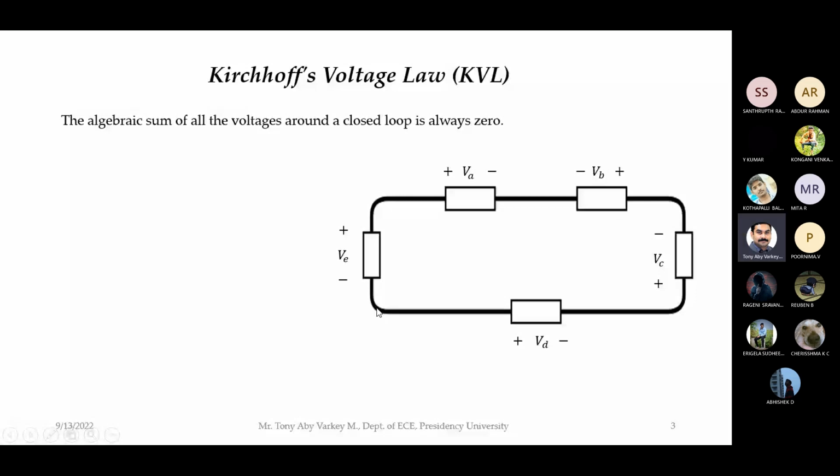You can go in any direction you want. Suppose I want to go in this direction, you can go. Or if you want to go in the other direction, you can go. So I'm going to go in the clockwise direction. First, what is the first voltage that comes when I travel like this? I'm starting from here. The first voltage that comes is minus VE. Is it clear? Starting from here, the first voltage that is coming is minus VE. Then I'm going like this. What is the next thing that comes?